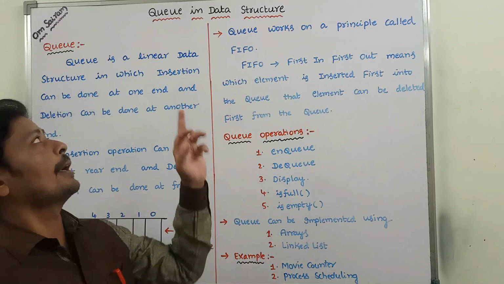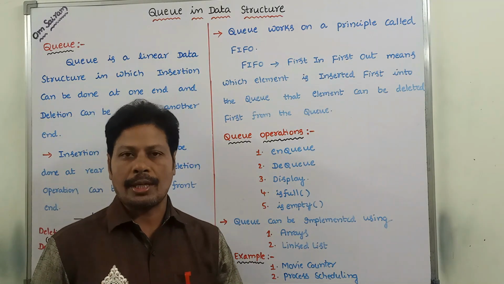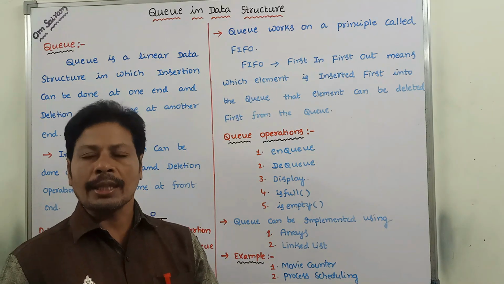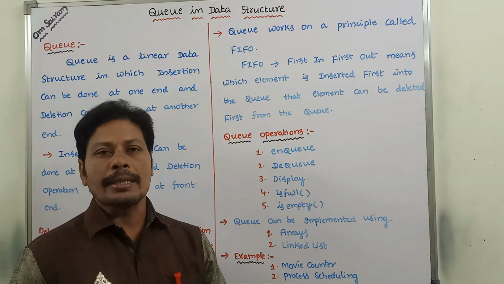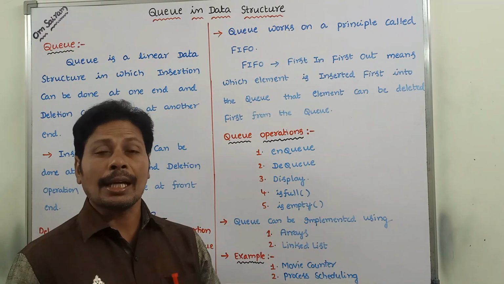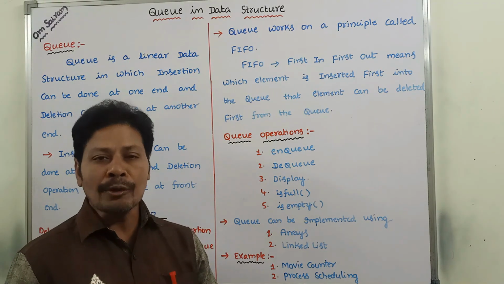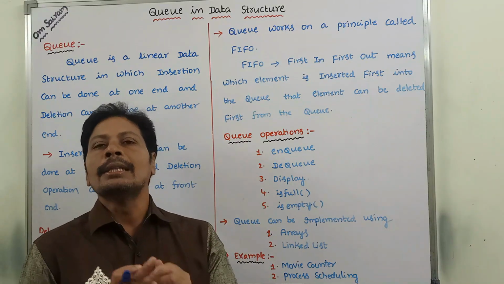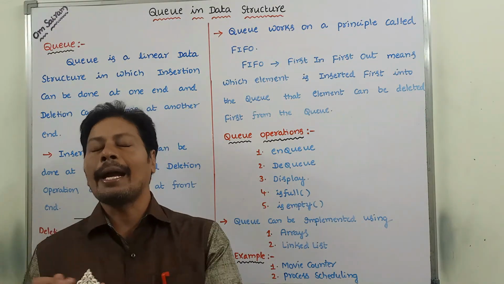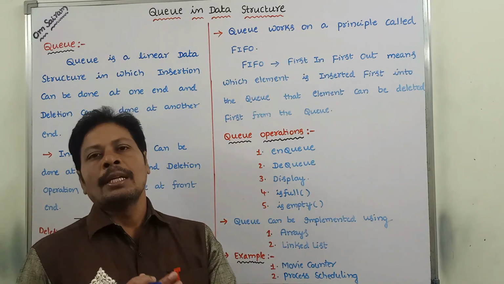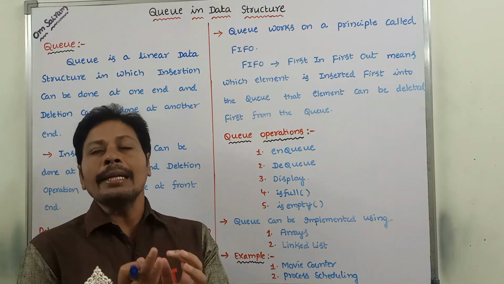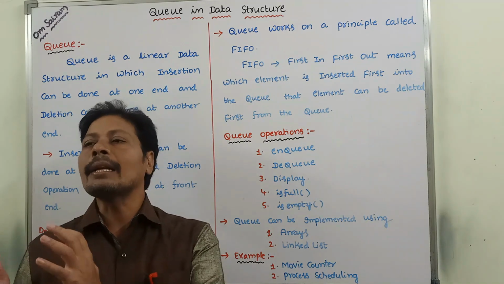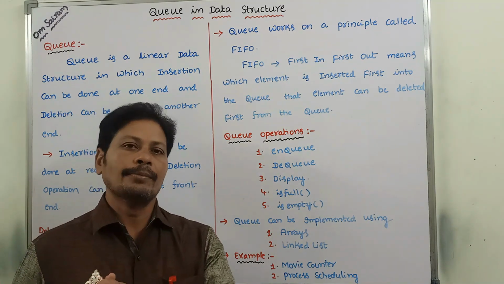Now we can go for queue data structure. A queue is a linear data structure. A queue is a homogeneous collection of elements in which insertion can be done at one end, deletion can be done at another end. Insertion can be done at rear end, deletion can be done at front end.